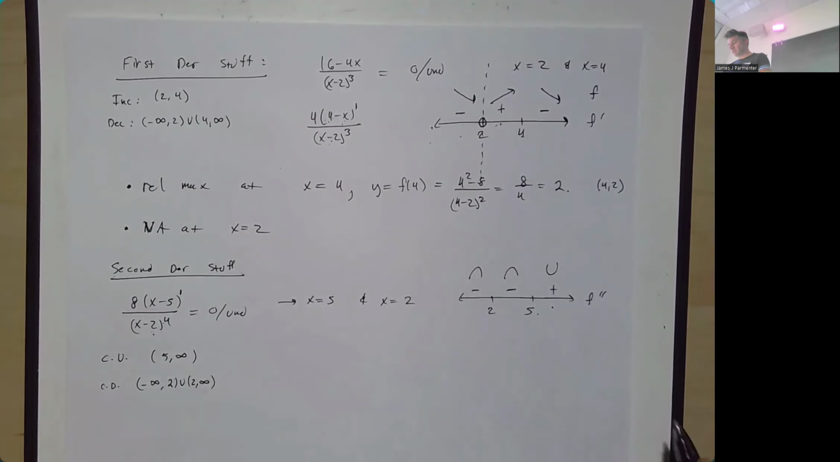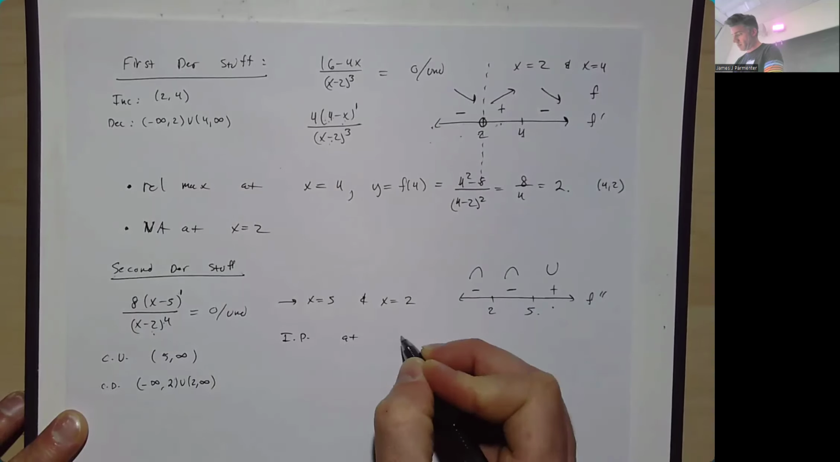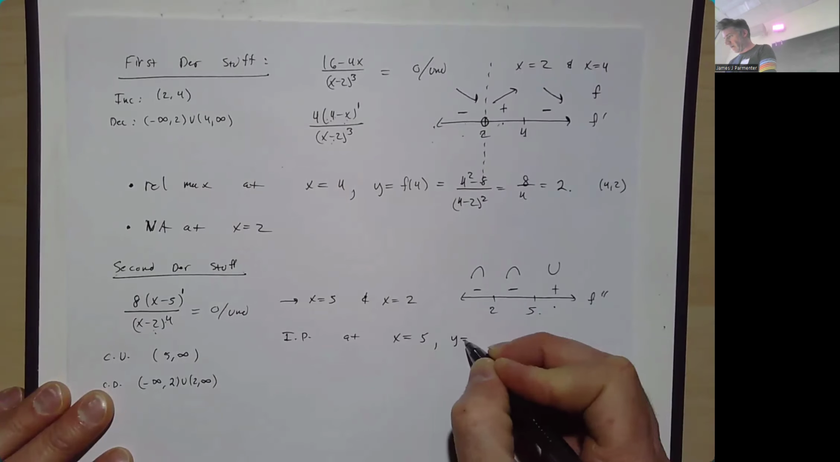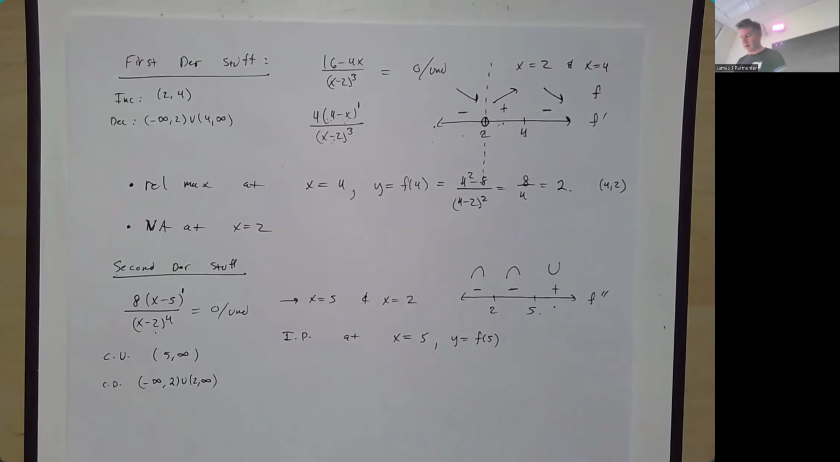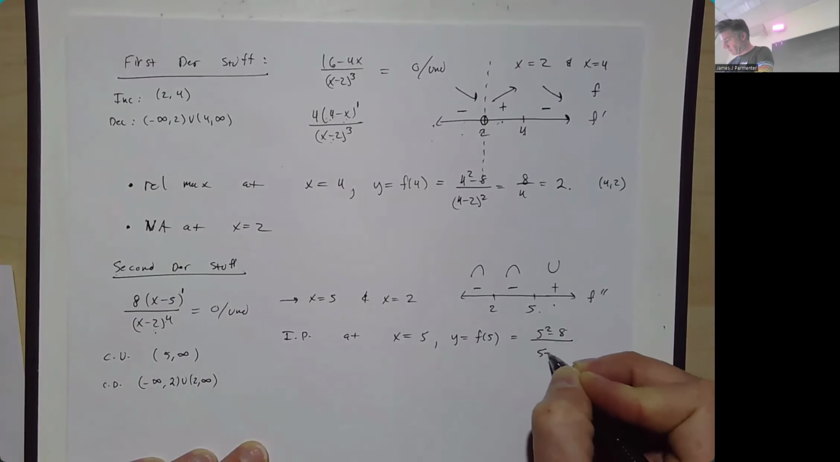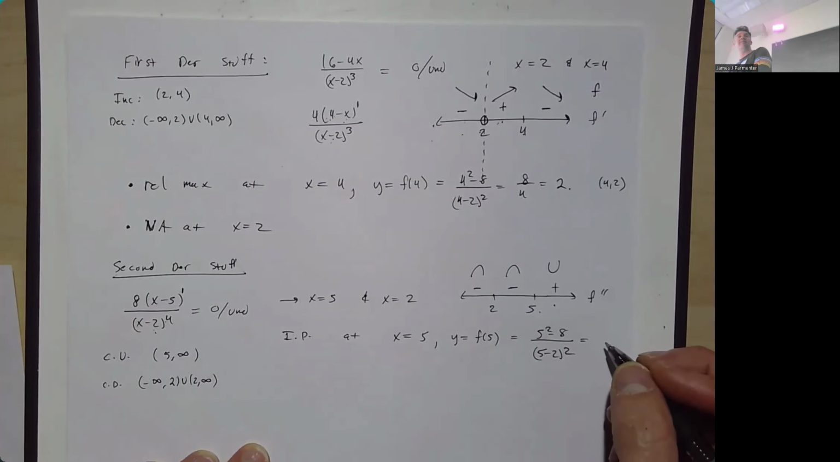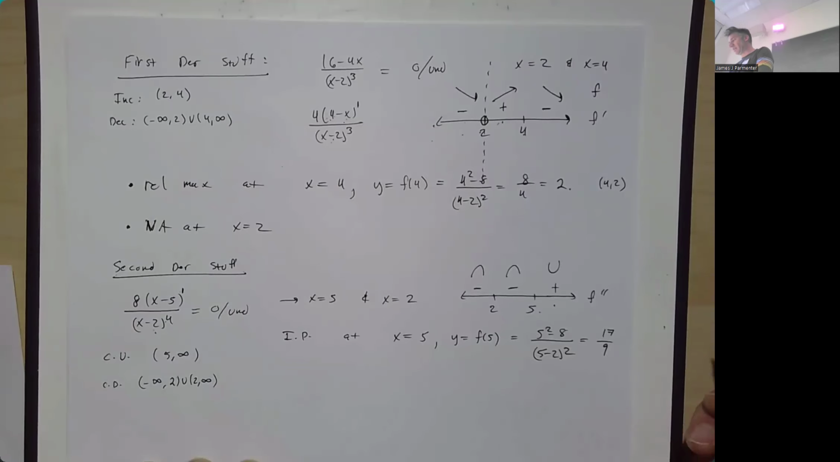All right, and I guess I have an inflection point. Where is it? X equal to what? 5, right? The place where the concavity changes and the function is defined. And we should find the y value. The y value would be f of 5, which plugging back into my original function, which I've lost now, f of 5 is going to be 5 squared minus 8 over 5 minus 2 squared, which is going to be 25 minus 8, which is 17, over 5 minus 2, which is 3 squared, which is 9. Just a little bit less than 2.